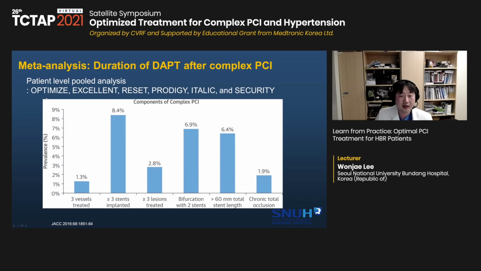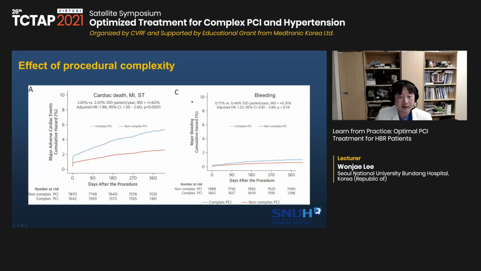This is a meta-analysis looking at the duration of DAPT after complex PCI. It was a pooled analysis from the 6 trials. So as expected, if you look at cardiac death, MI, and stent thrombosis, there is definitely much more MACE with complex PCI, as you expected. However, there's no difference in bleeding.